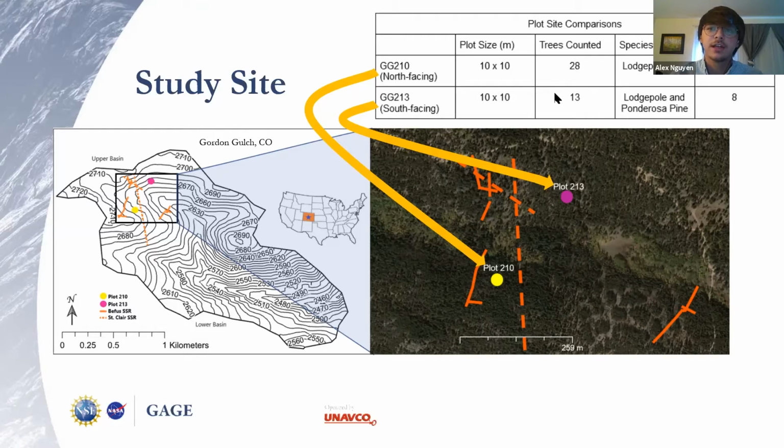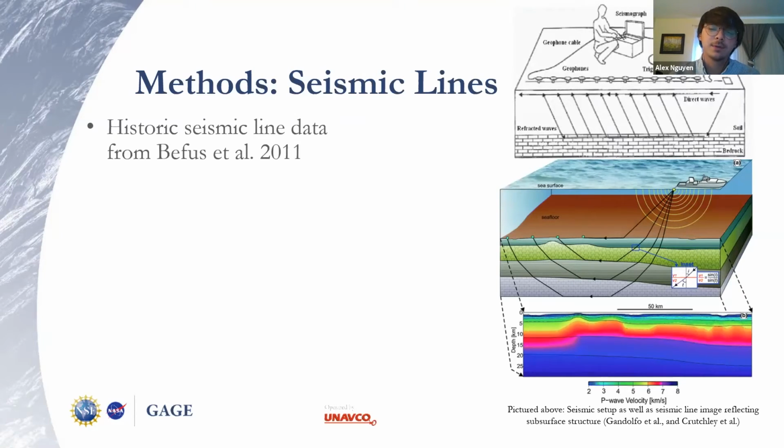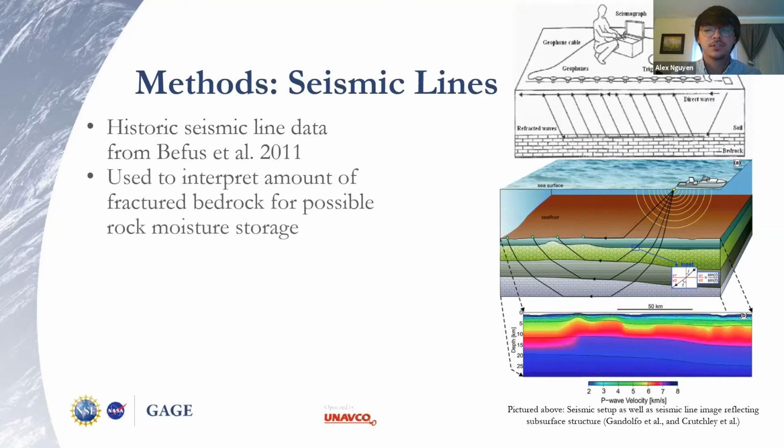So in plot 210, they had 28 trees counted, all of which were lodgepole pine trees. And in 213, there were 13 trees counted, and there was a mix of lodgepole and ponderosa pine trees. And in each of the sites, we had 8 of the trees fitted with our sap flow sensors to measure transpiration rates in the trees. Now, we can talk a little bit about seismic data and seismic lines. So we used seismic line data from a previous study in proximity to our site. And then this seismic line data was used to interpret the amount of subsurface, weathered, and fractured rock, and thus potential for rock moisture.